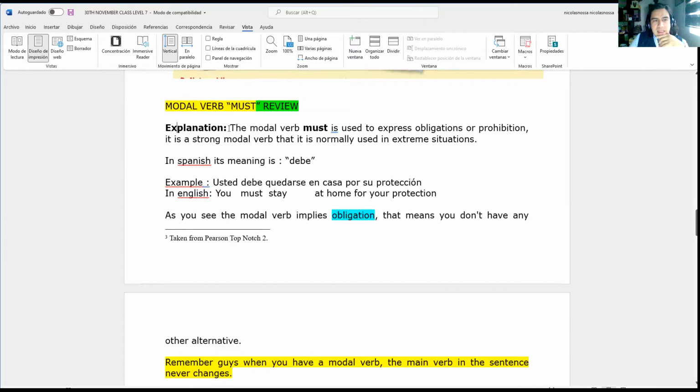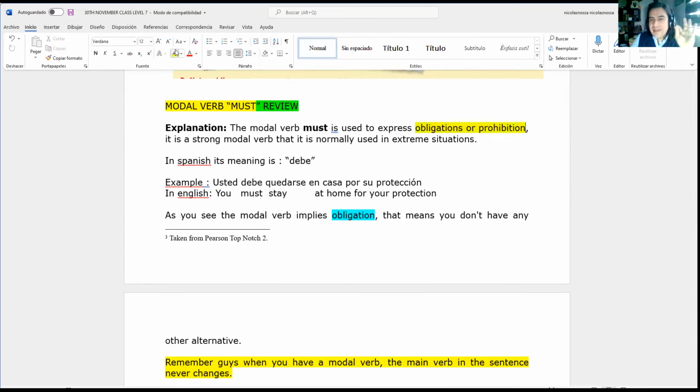Explanation. The modal verb must is used to express obligations or prohibitions. Okay, that is the function of the modal verb.